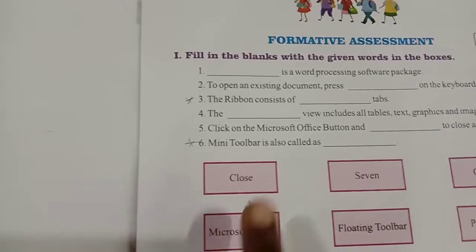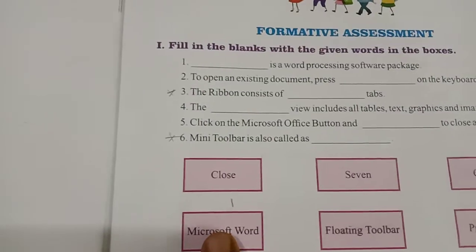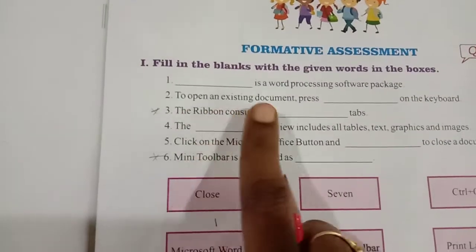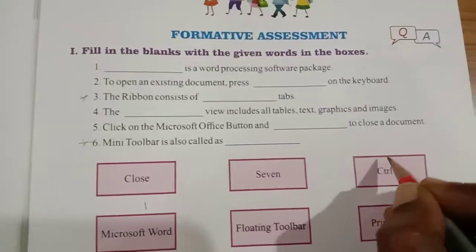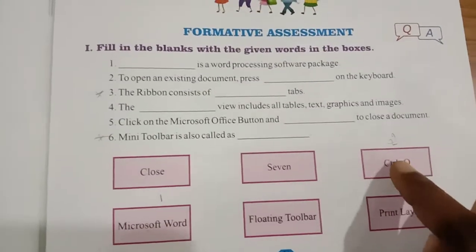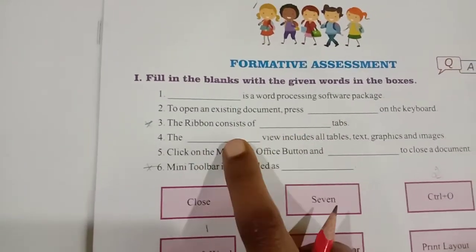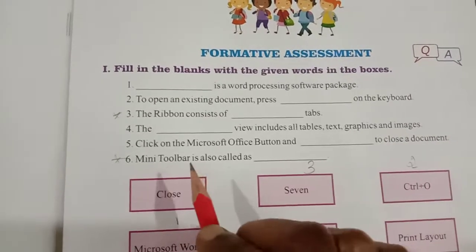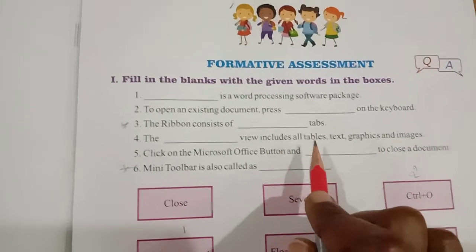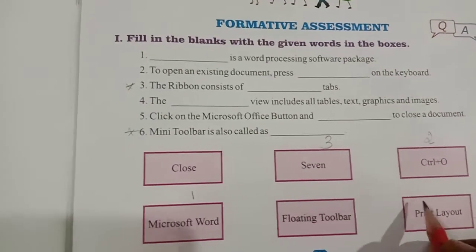First answer is Microsoft Word. You need to write here, I'm just mentioning only the number. To open an existing document, press dash on the keyboard. You need to press Ctrl+O. You write this answer here, children. The ribbon consists of dash tabs. The ribbon consists of 7 tabs. The dash view includes all tables, text, graphics and images. That is print layout.